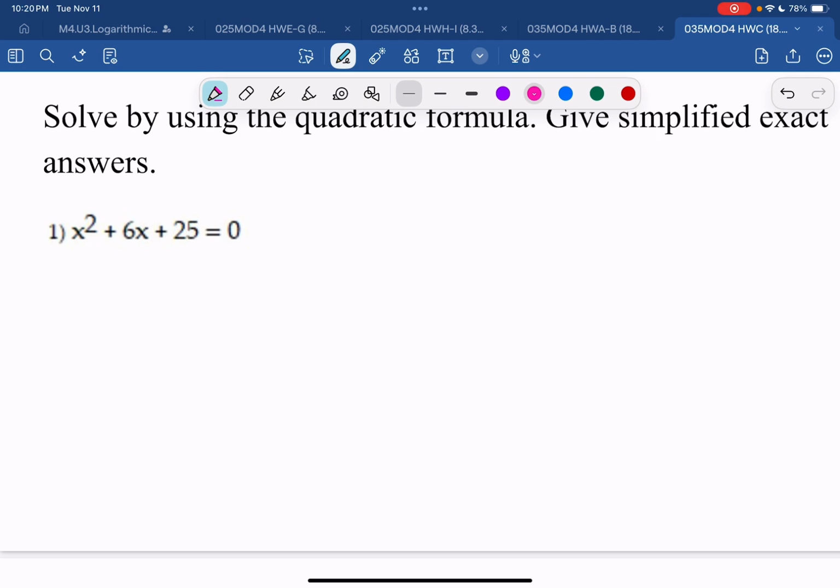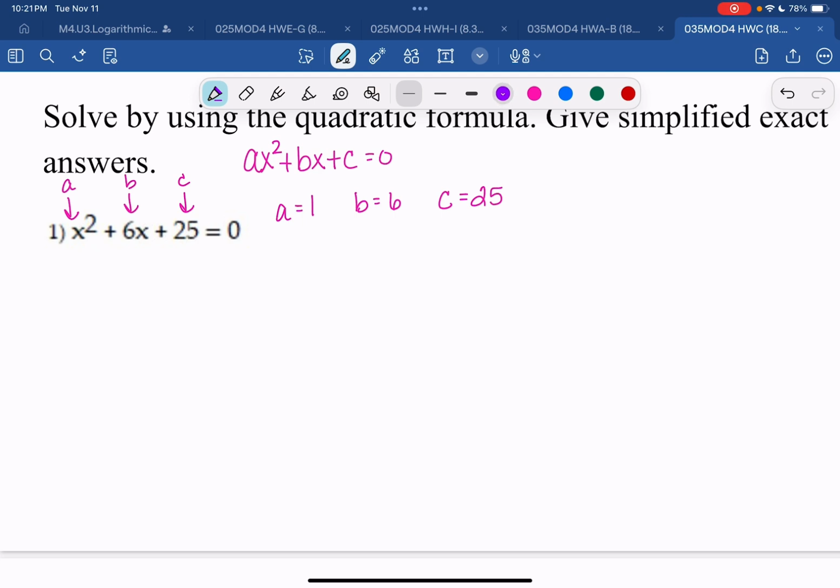We're first going to look at our equation and figure out what our a, our b, and our c are. Remember, it's ax squared plus bx plus c equals 0. The a is here, then b, and c. Those are always the coefficients or the constant. So our a value in this one is 1 because there's no term in front of x squared. Our b value is 6 and our c value is 25. So we can plug into our formula.